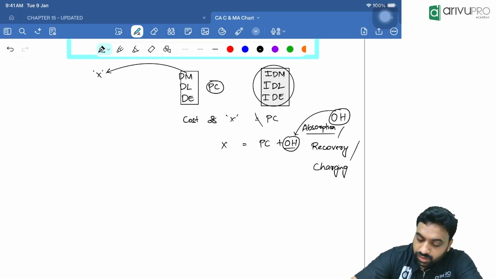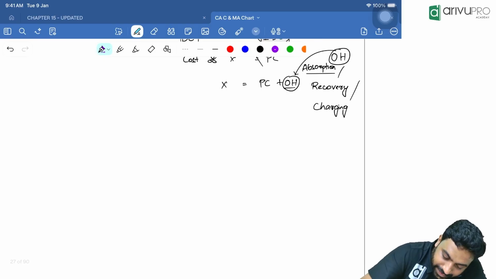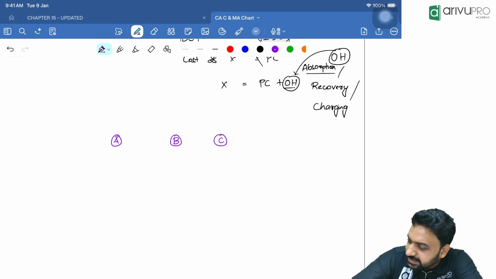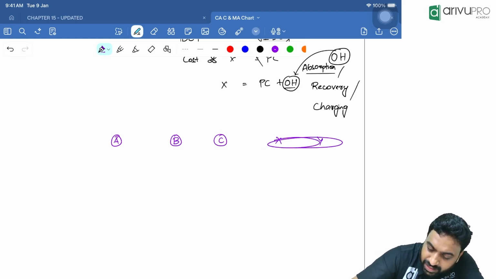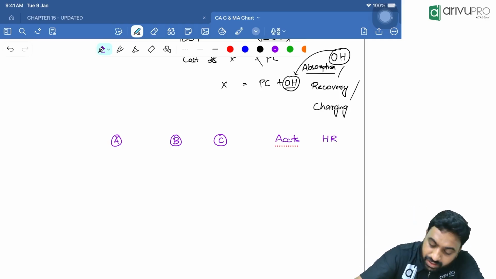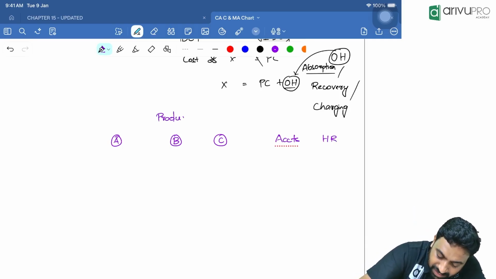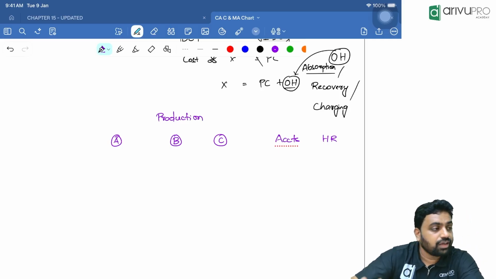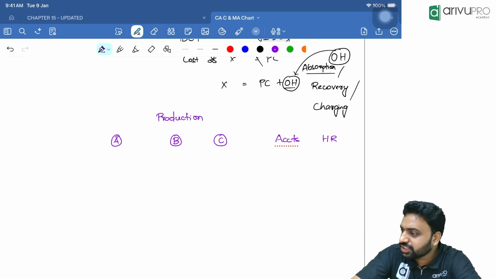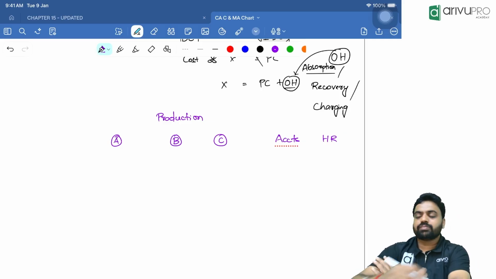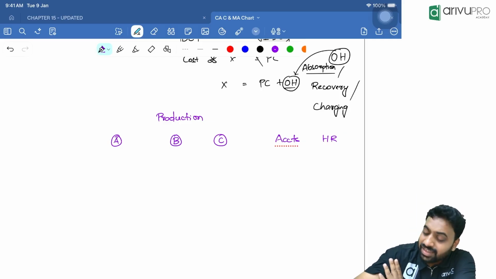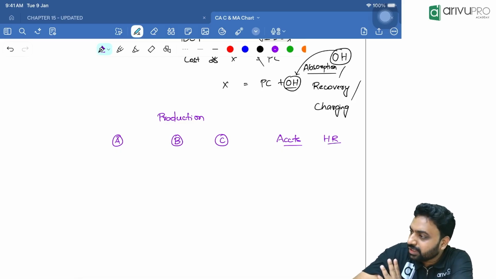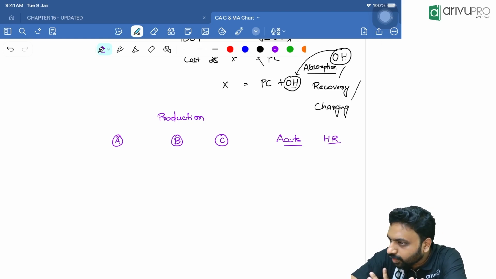Now, let's say there are three production departments, A, B, C, and there are two service departments, accounts and HR. A, B, C are your production departments, which completely help you in producing the product. But your accounts and HR departments are not production departments. Rather, accounts and HR are service departments, which provide service to production departments. They are not into production. Please keep that in mind.